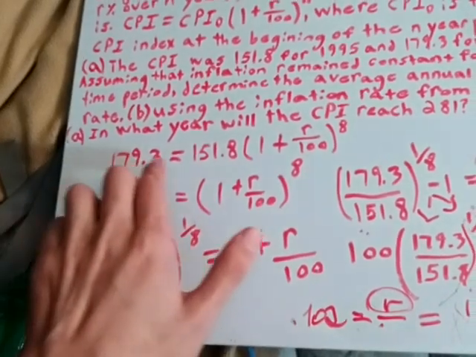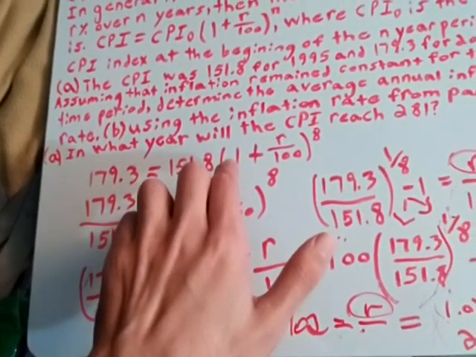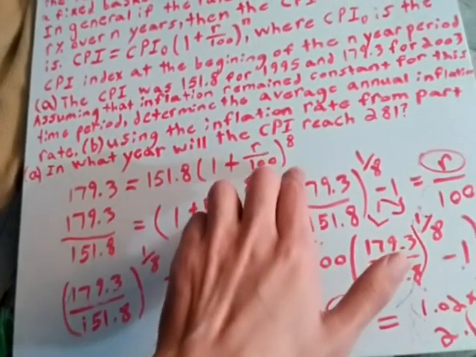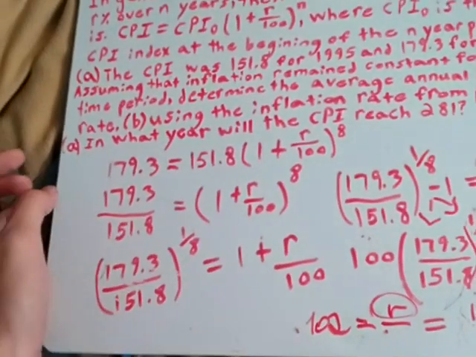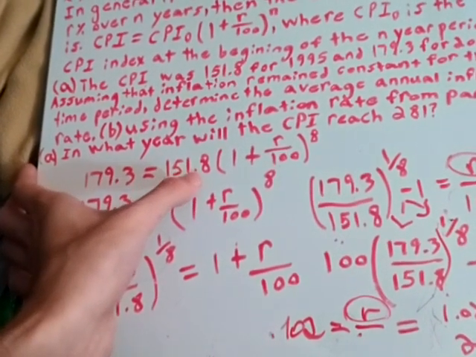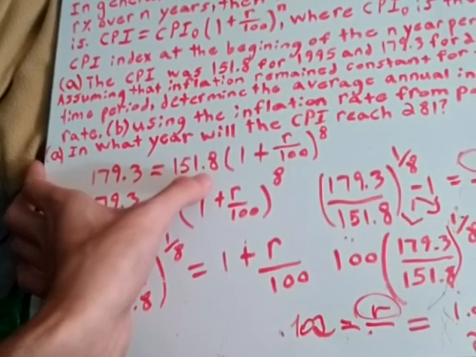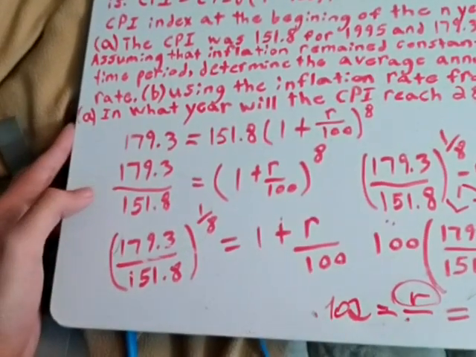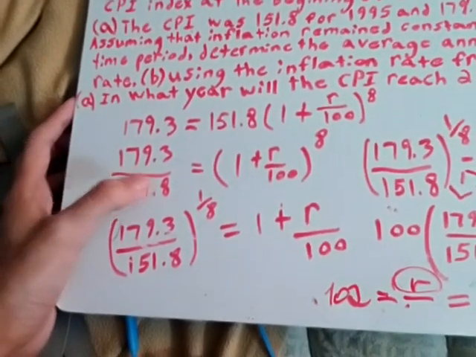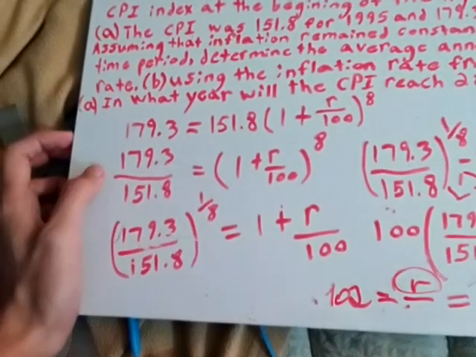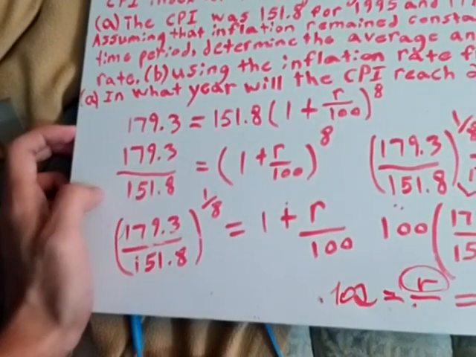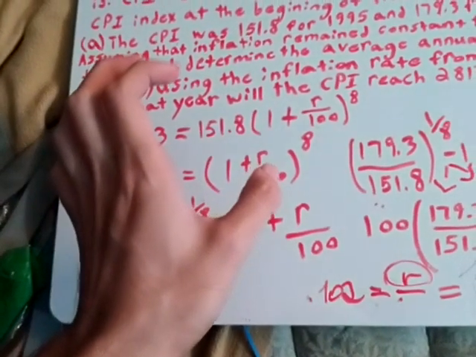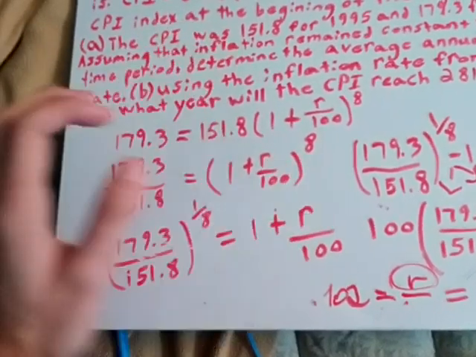So 179.3 equals 151.8 times (1 plus R over 100) to the 8th power. Then I'm going to try to get R by itself. The first thing I want to do is get rid of the 151.8 on this side. In order to do that, I divide both sides by 151.8, and on the right side it cancels. 179.3 divided by 151.8 equals (1 plus R over 100) to the 8th power.